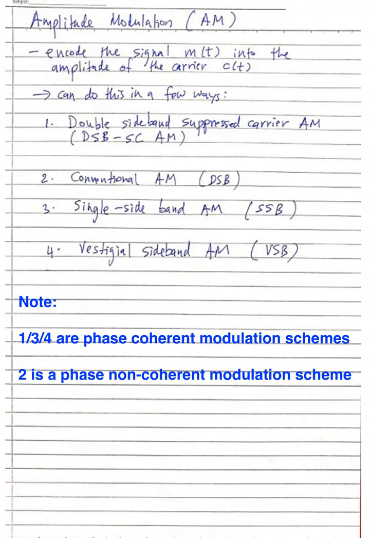Recall that, when the message signal, m(t), changes the amplitude of the carrier, we call it amplitude modulation. There are a couple of ways of implementing amplitude modulation. We can use double sideband suppressed carrier AM, and variants of it such as single sideband AM, and vestigial sideband AM. These are phase coherent modulation schemes. We also have conventional AM, also called double sideband with carrier. This is a phase non-coherent modulation scheme.